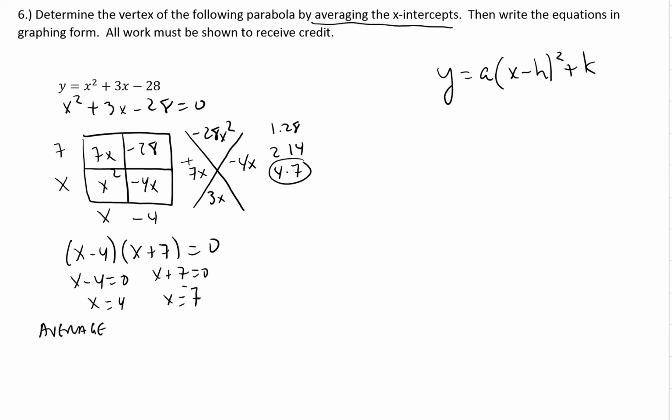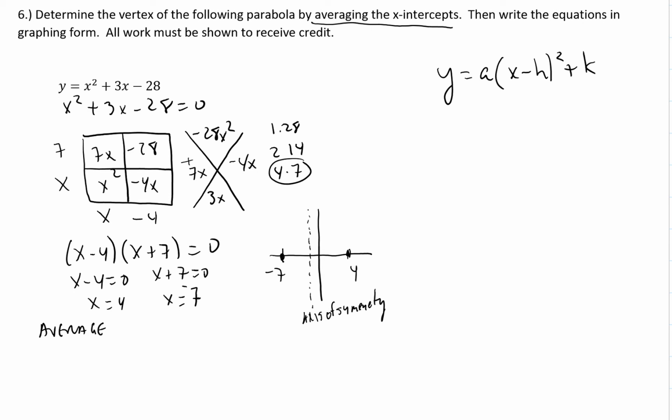And some of you guys are like, well, why would you do that? Well, let's just think about this. If we were to graph this, this is negative 7 and this is 4, right? So somewhere in the middle is the axis of symmetry, right? And so what we want to do is find where the axis of symmetry is, and we know it's going to be in the middle. So that's why we add these together.